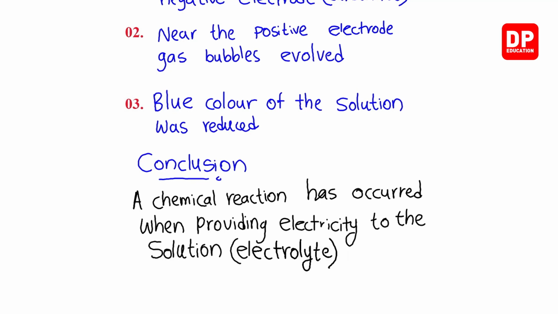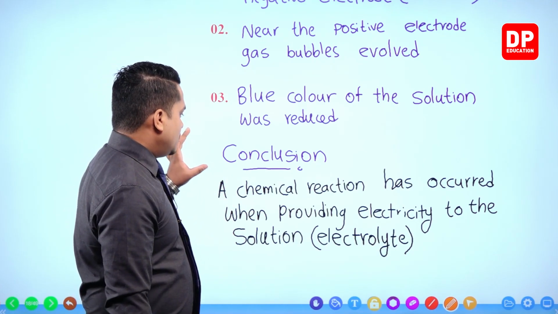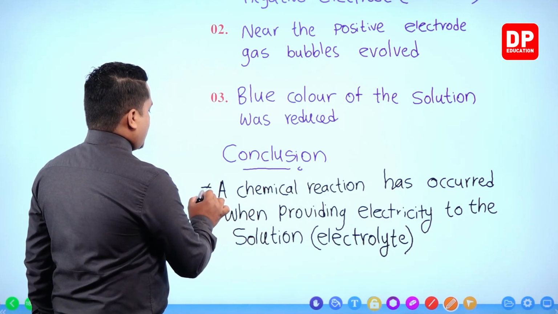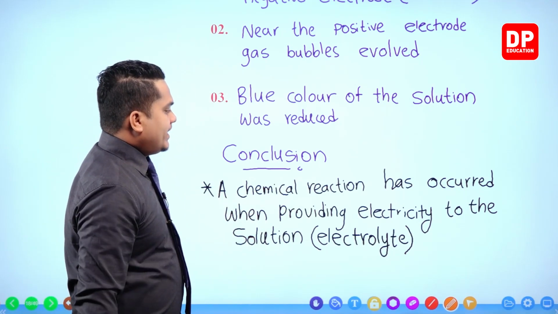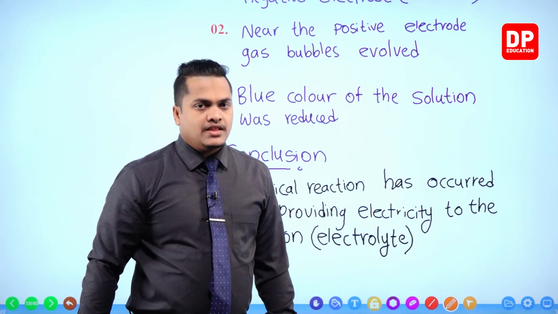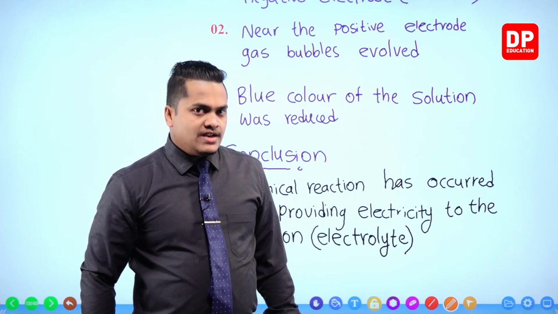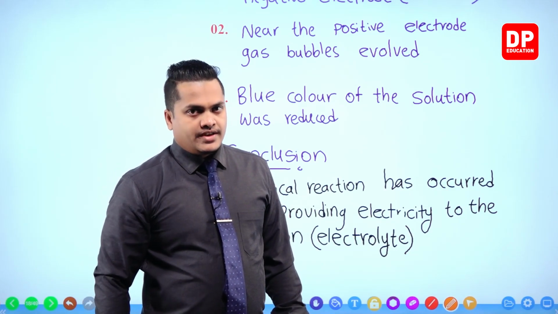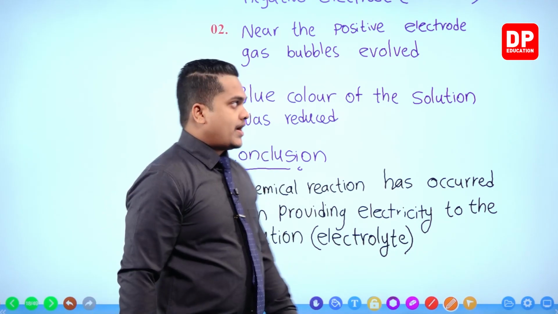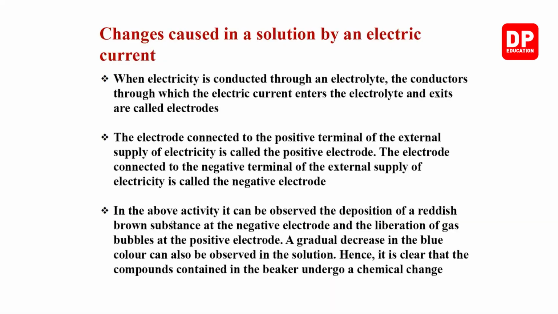Right. So our final conclusion is, a chemical reaction has occurred when providing electricity to the solution or to the electrolyte. Chemical reaction is the final result, right? When we are providing electricity to the circuit, a chemical reaction is going to occur. That's the final conclusion, right? So let's head on to see what are the other contents in the lesson part.